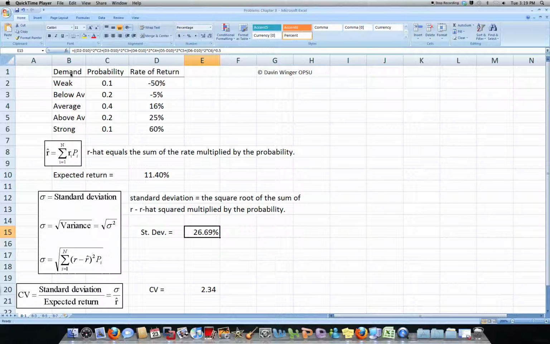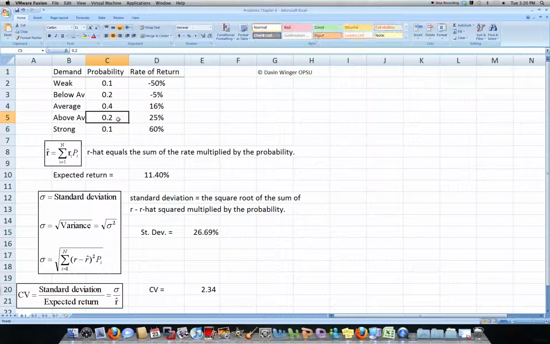So, if the demand for the company's product is weak, we have a 10% probability that it will be weak, and the rate of return will be negative 50%. Below average demand has a probability of 20%, and our rate of return is negative 5%. Average has a 40% probability with a 16% rate of return. Above average probability is 20% with a 25% rate of return, and strong is 10% with a 60% rate of return.